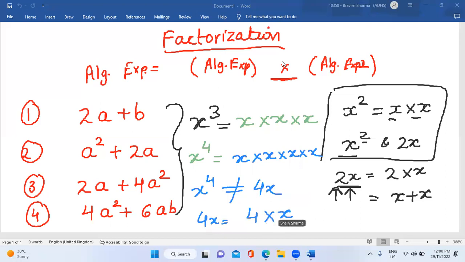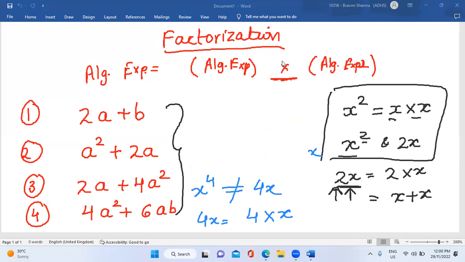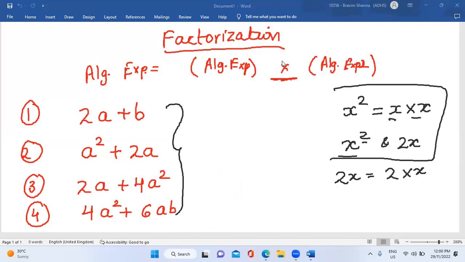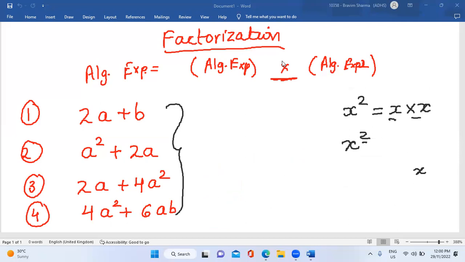Okay, now let's start explaining the factorization for these questions. So I consider you understood these parts. These are very important. Practice it on an everyday basis, then it will be easy for you to understand factorization. Now, if you see the first question, here I have the question 2a plus b.